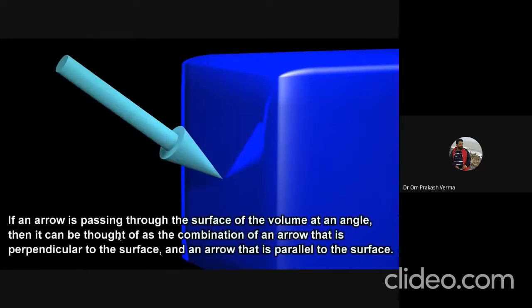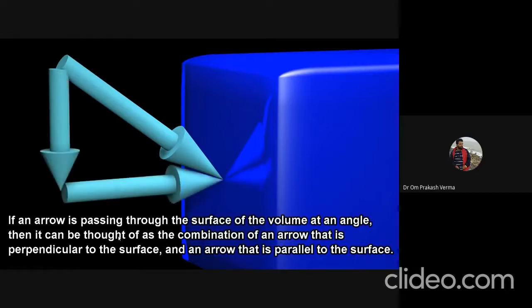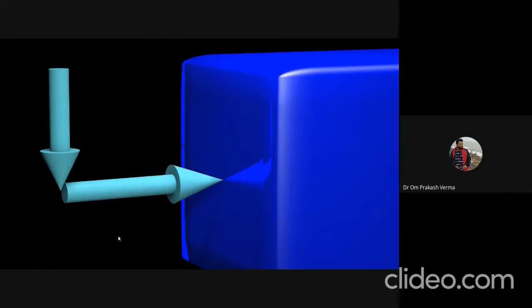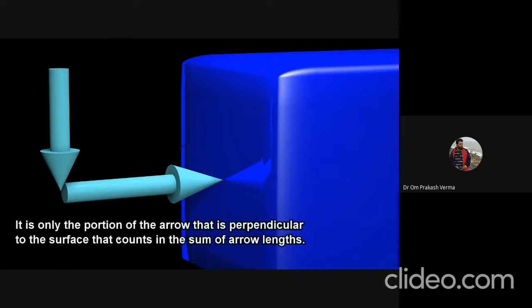If an arrow is passing through the surface of the volume at an angle, then it can be thought of as the combination of an arrow that is perpendicular to the surface and an arrow that is parallel to the surface. It is only the portion of the arrow that is perpendicular to the surface that counts in the sum of arrow lengths.